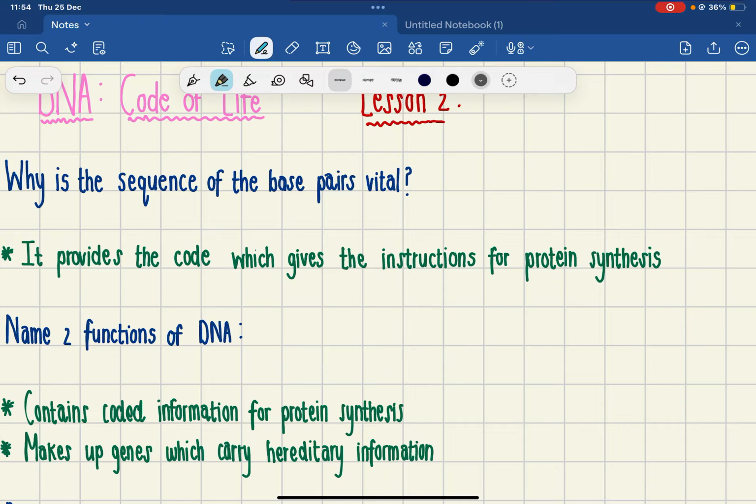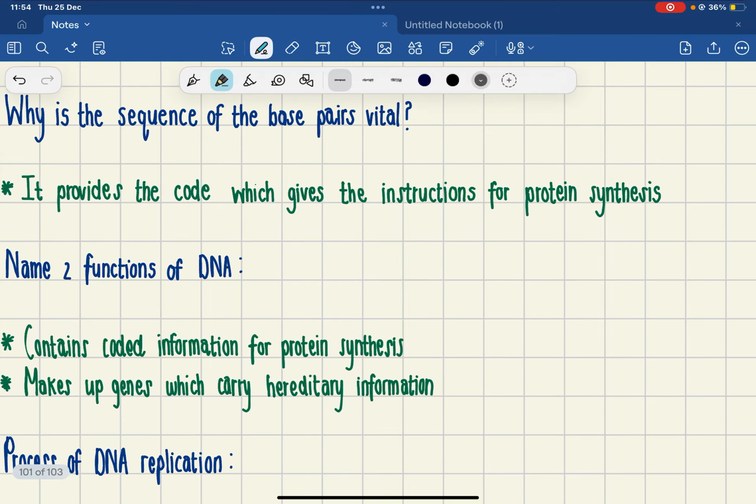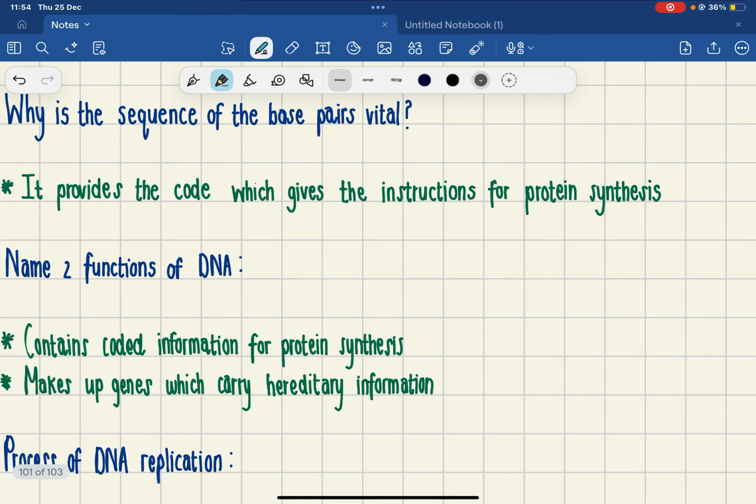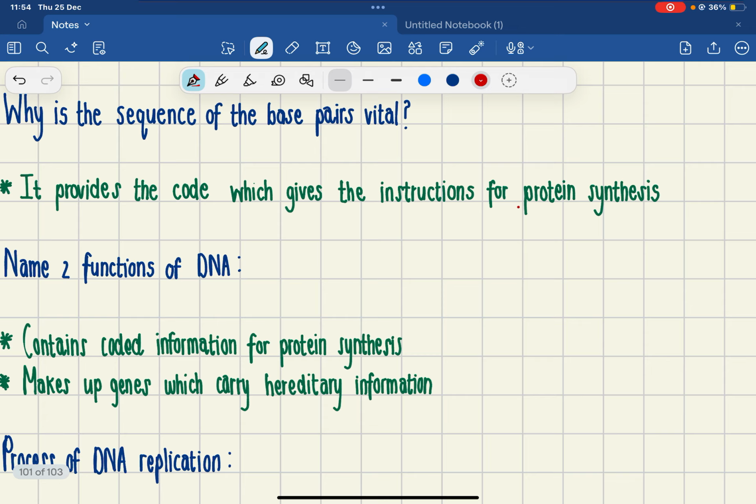And we said, why is this sequence, the way in which they pair to each other, important? It is important because it provides the code which gives the instruction for protein synthesis. Boys and girls, when we synthesize something, we make something. So protein synthesis is important because it gives the code which gives the instruction for making proteins, in easier terms.